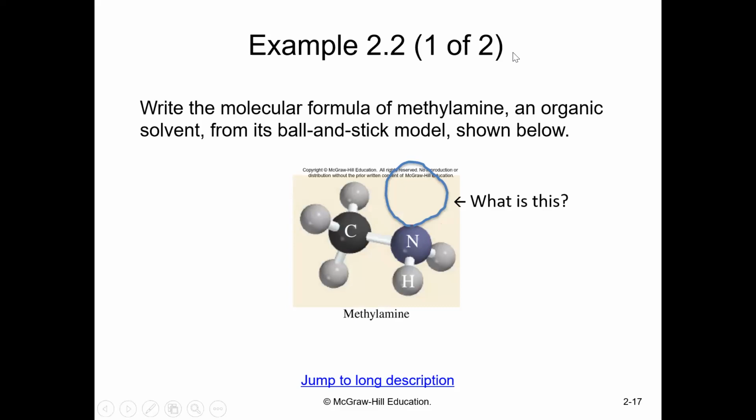Yes, B, it's the lone pair. Oh, there's no dots on here. I can't draw a dot. You're supposed to know there's a lone pair there. Like you just know that already. That lone pair is going to become important when we talk about bases.